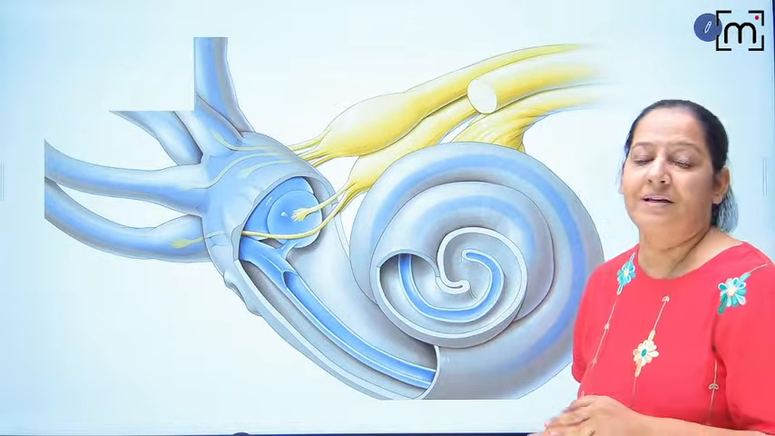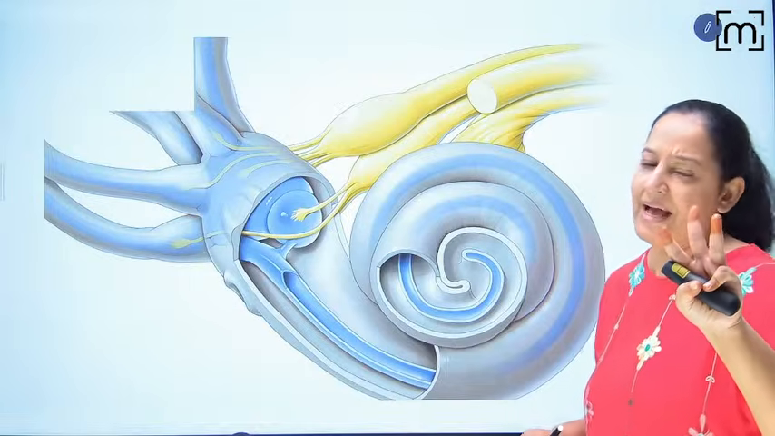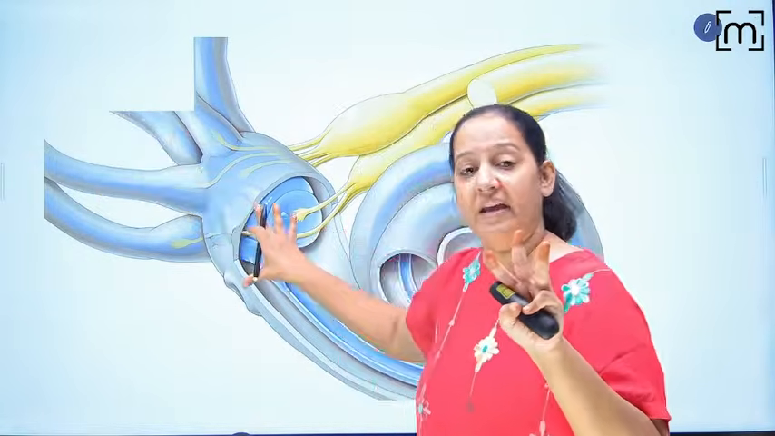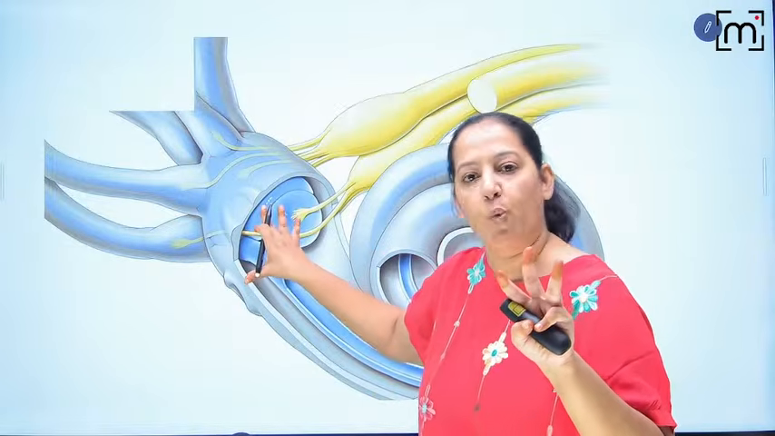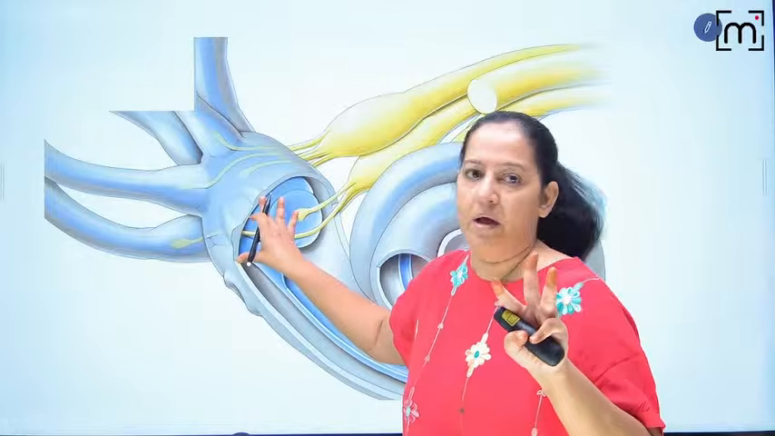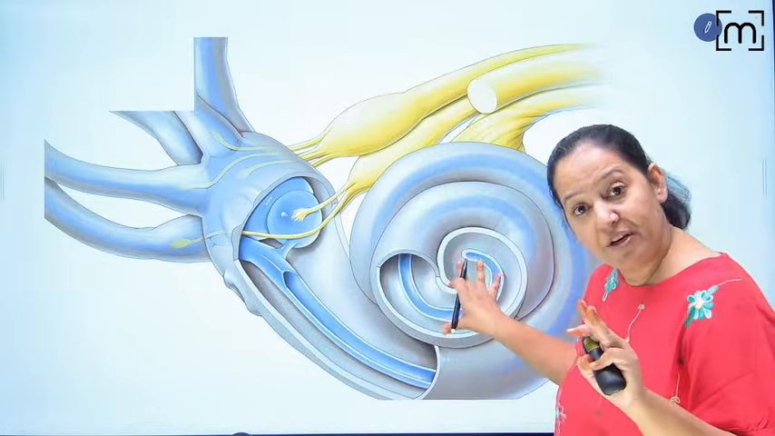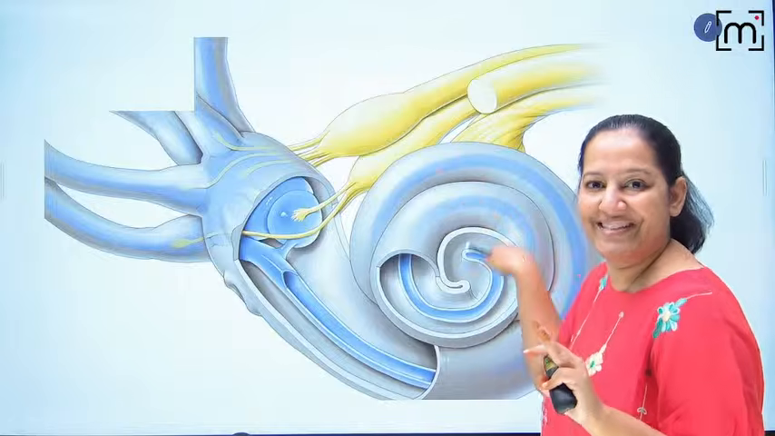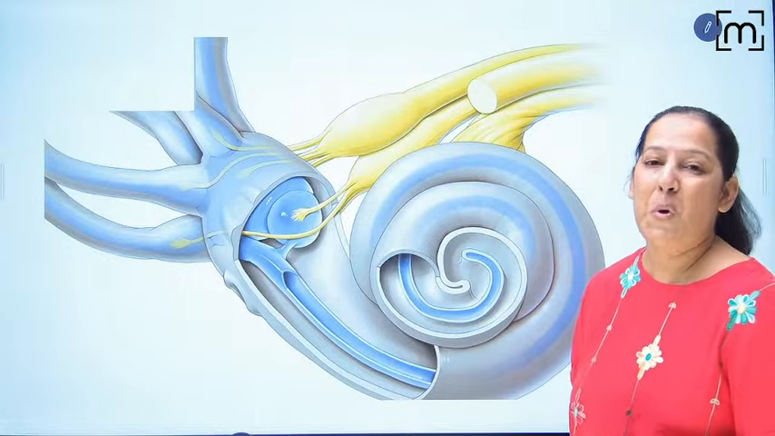The labyrinth has three portions, both bony and membranous. It has the semicircular canals, and the vestibule, the utricle and saccule together known as the vestibule. I'm not teaching you these now. I am interested in the cochlea. Can you see the structure? Yes, this is the cochlea.